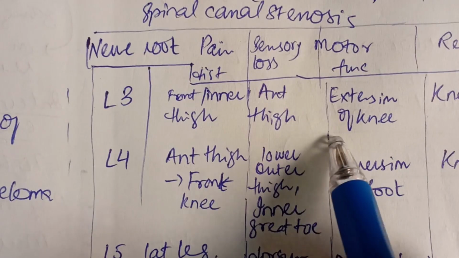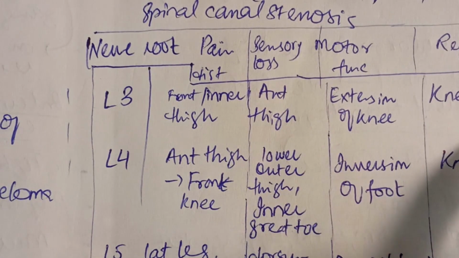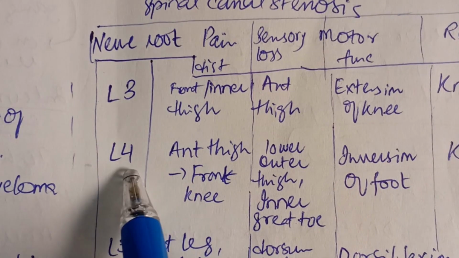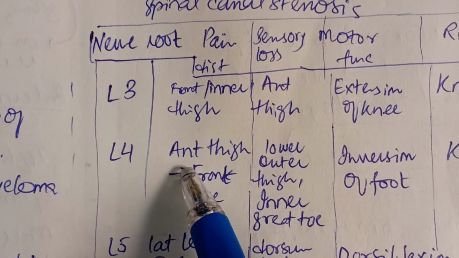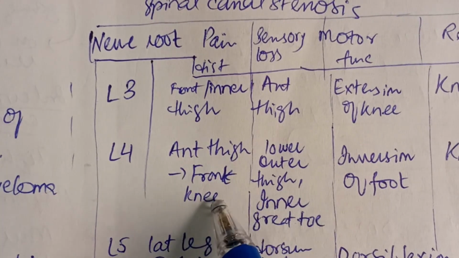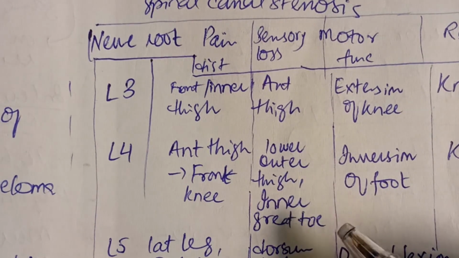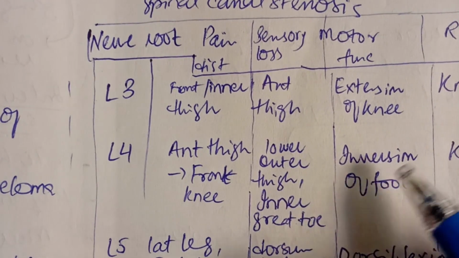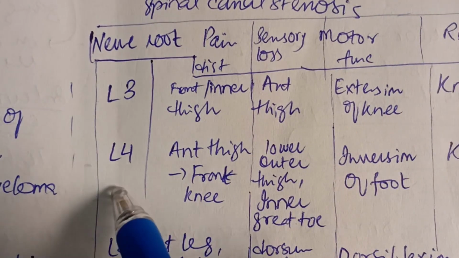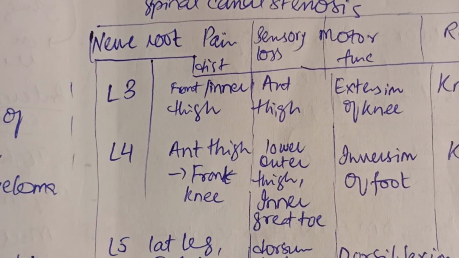Extension of the knee would be affected if L3 is affected, and the reflex affected would be the knee jerk. In case of L4, the pain distribution would be at the anterior thigh and from the anterior thigh to the front of the knee, and the sensory loss would be lower outer thigh and inner great toe. Inversion of the foot would be weakened if the root of L4 is affected, and the knee jerk is affected.